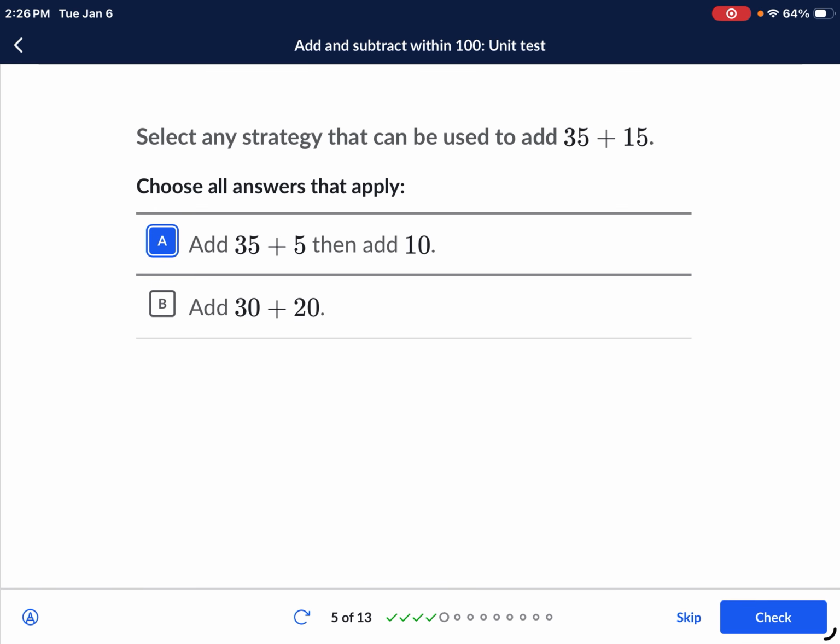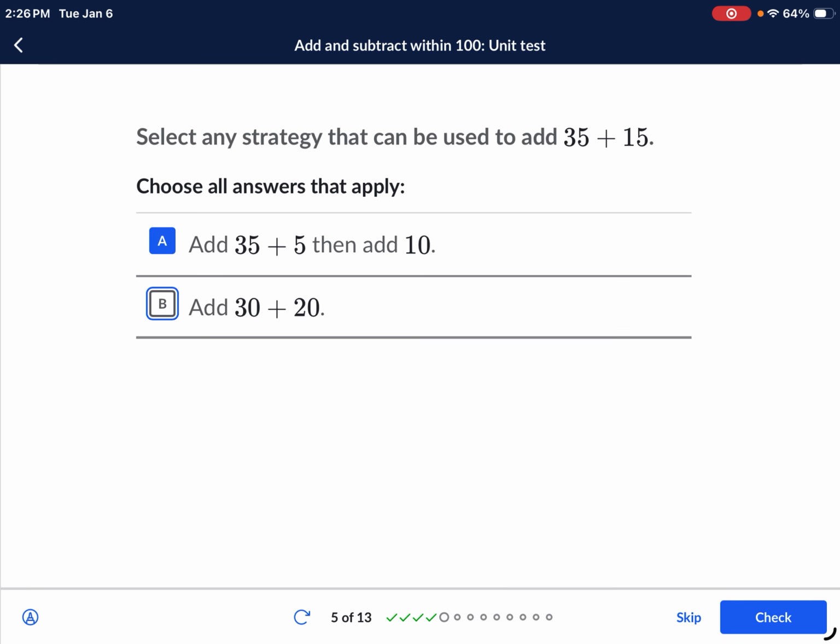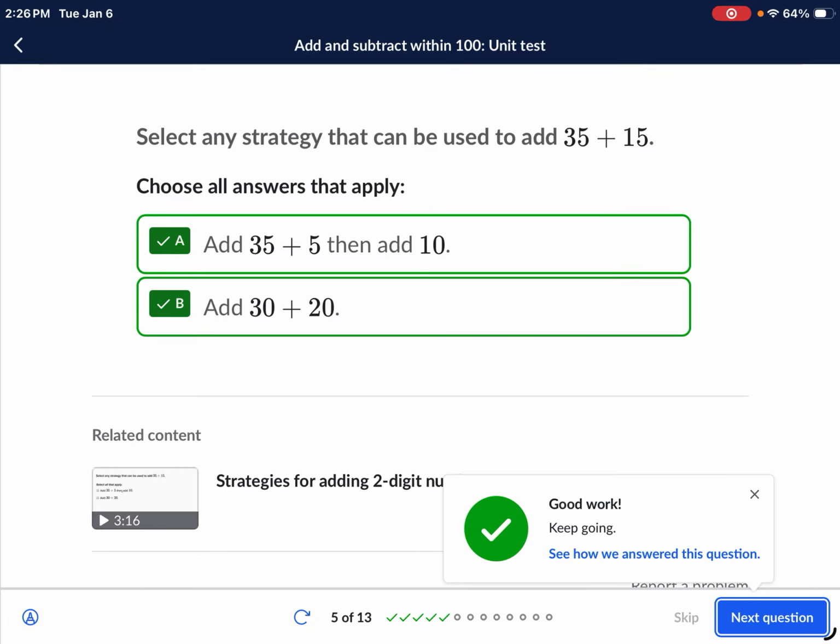But this is also a strategy because, look, it's a 30 here. So if you take the 5 and put it at the 15, and that turns into 20, and 30 plus 20 equals the answer. So yeah, both of them are right.